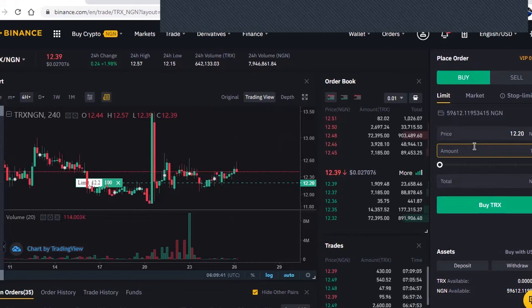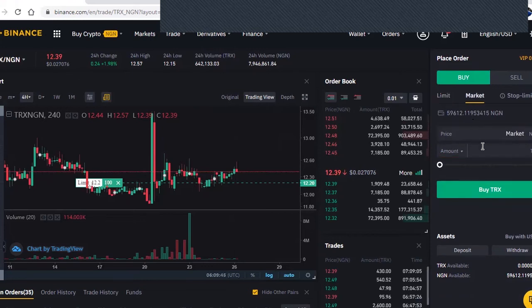Now the market option means that I want to buy at the prevailing current market price. Let's assume I want to buy 100. I'm not waiting, I'm not dictating my own price. I want to buy at the current market price. So if I click on this buy, it will buy. The same thing applies to sell too.